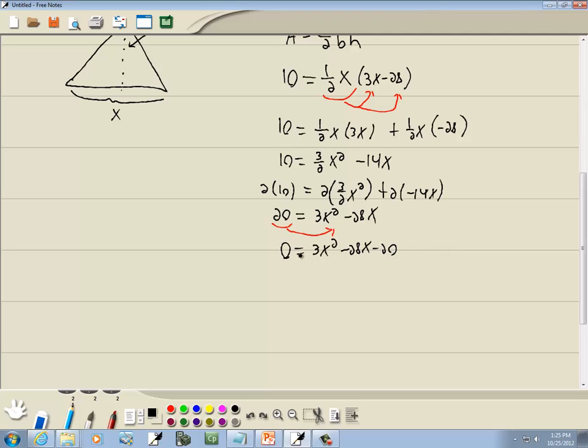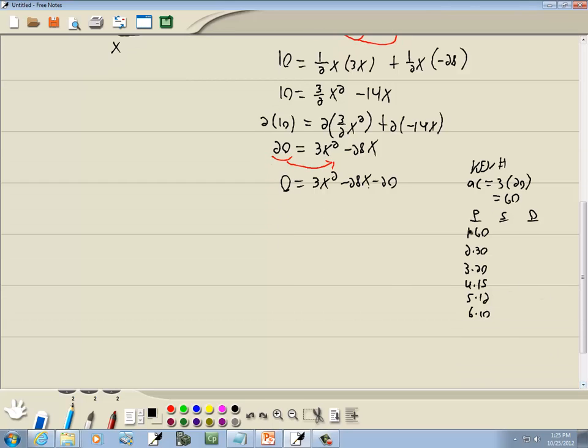This is the key number. We got x squared, x, no x, and there's a number in front of our x squared. Well, with the key number, we take the number at the beginning times the number at the end, ignoring signs. So we got 3 times 20 gives us 60. We got 1 times 60, 2 times 30, 3 times 20, 4 times 15, 5 times 12, and 6 times 10. Writing down all the products that give us 60.